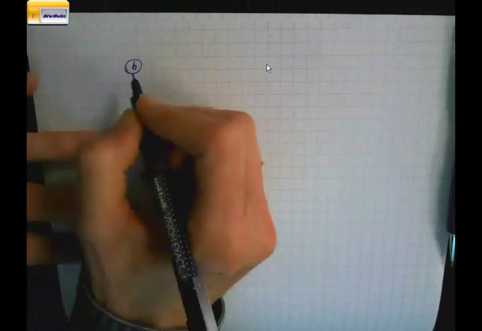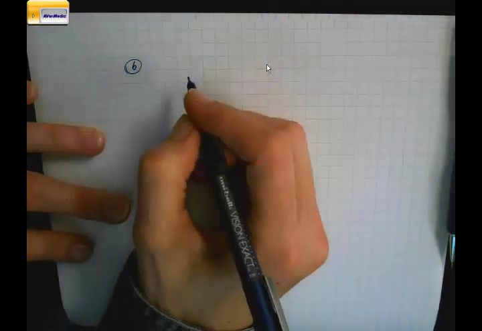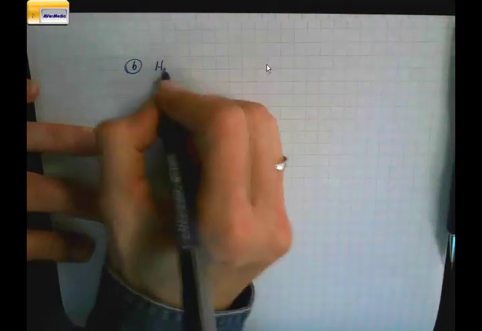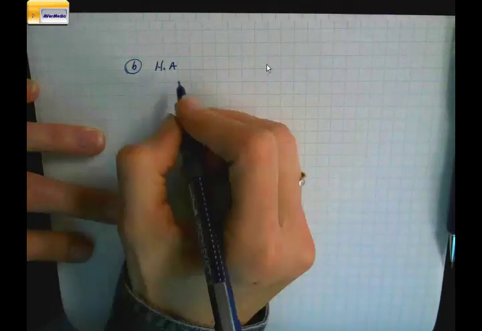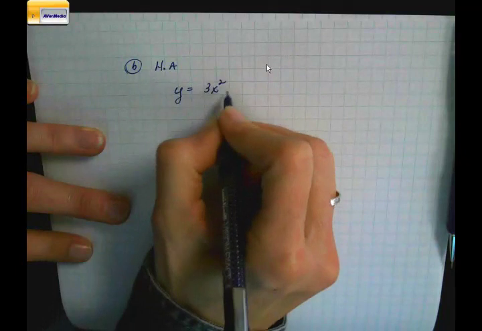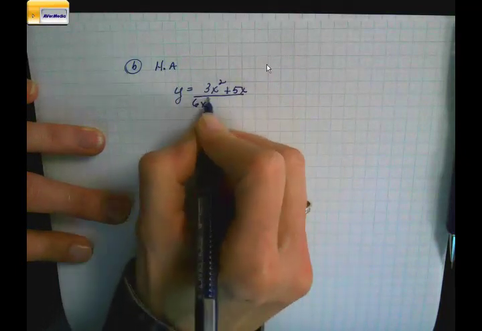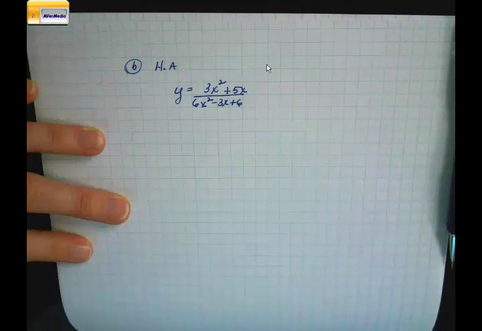Where is the top of my piece of paper? There it is. Okay. So suppose you have a situation now, we're still talking about horizontal asymptotes, where you have something like this. Suppose your equation is y equals 3x squared plus 5x over 6x squared minus 3x plus 6.